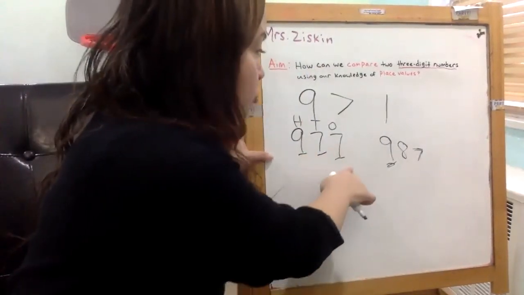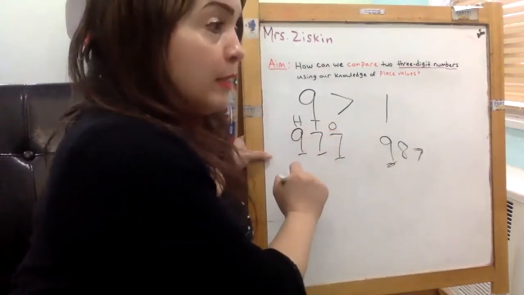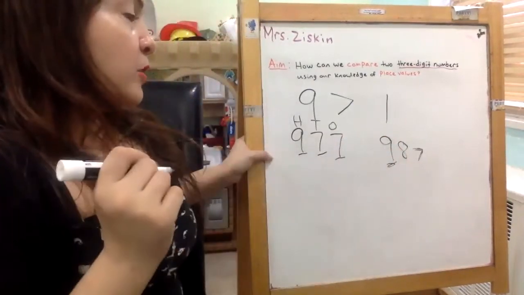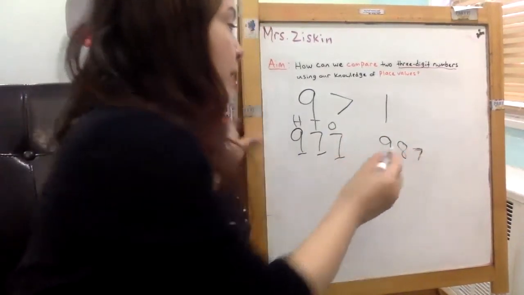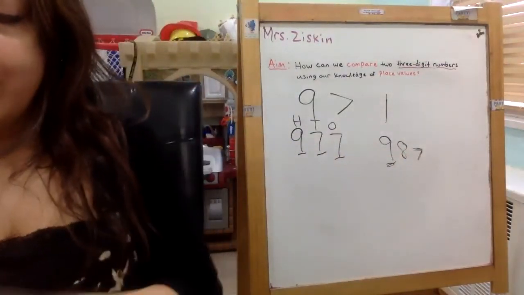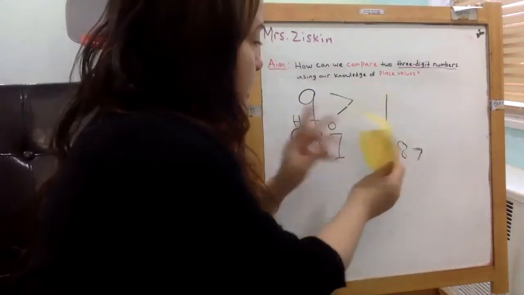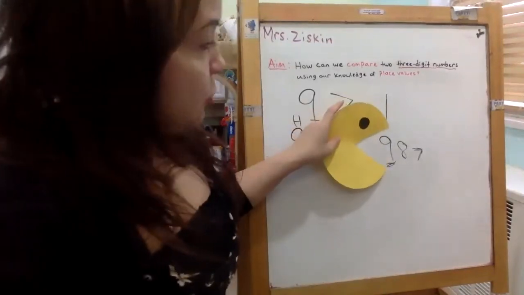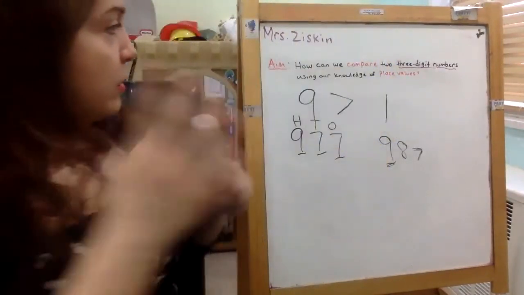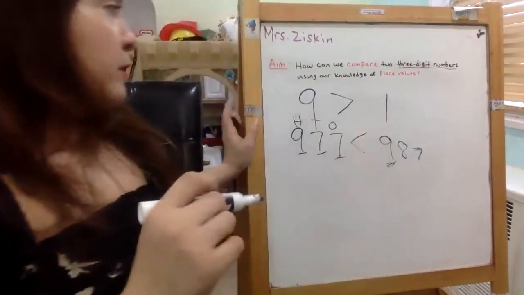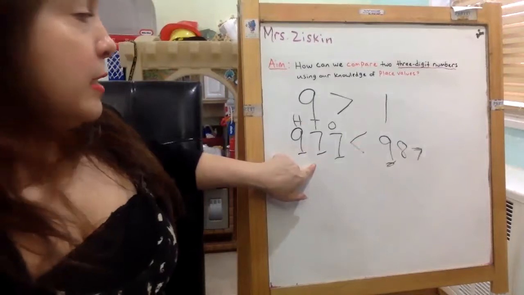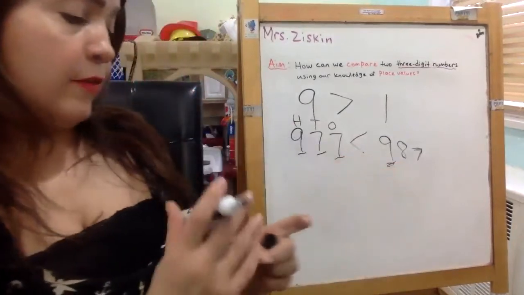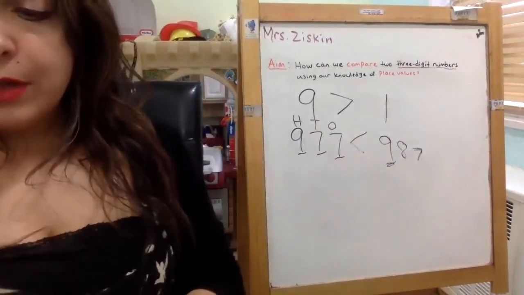So we see that 977 has 7 in the tens place, and 987 has an 8 in the tens place. So 8 is bigger than 7. So which of these numbers would Greater Man want to eat? 987 or 977, Zachary? 987. Yes, 987 because it is bigger. So we're going to make our little symbol here. So 977 is less than 987.